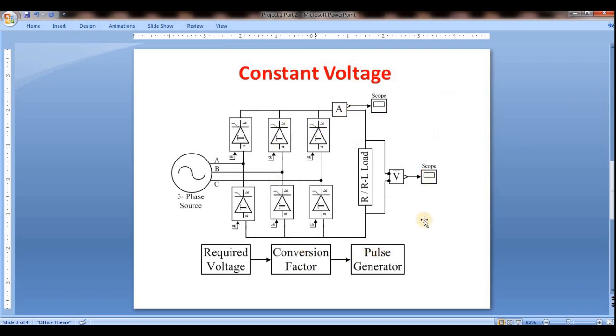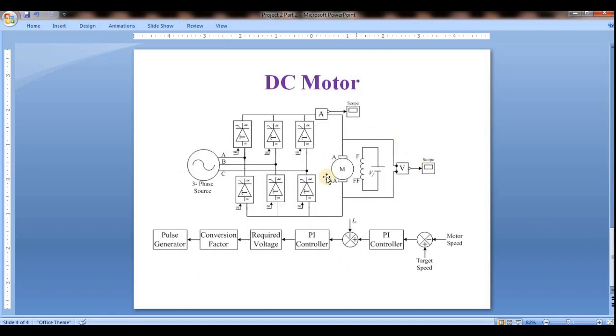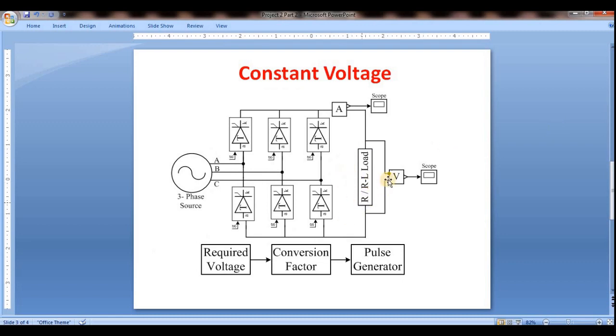Actually both are of a similar kind. Here we are maintaining the constant voltage, and here also we are regulating the speed by changing the voltages with respect to torque, or with respect to time, which I already explained. But in this case I am maintaining the constant field. By changing the field also, we can regulate the speed of the motor. Now let's start to design the constant voltage application in MATLAB.